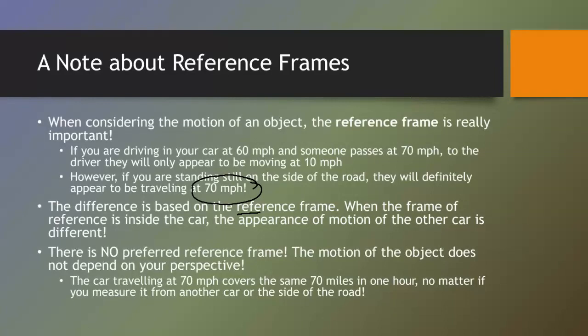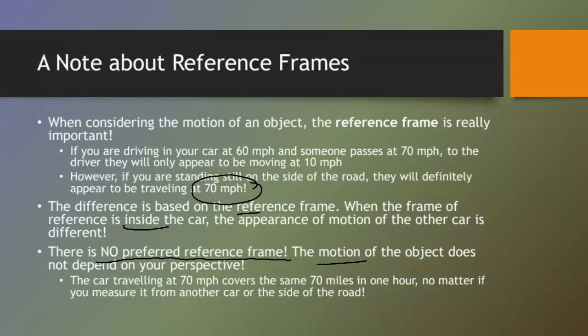So when the frame of reference is inside the car, the car appears to be moving different than when you're outside the car. The reason that I mention this is there is no preferred reference frame in terms of measuring motion. And we maybe could caveat this later, but we're not going to talk about Einstein for a while. Because there's no preferred reference frame, it doesn't matter what you're doing. The motion of the object doesn't depend on how you observe it.